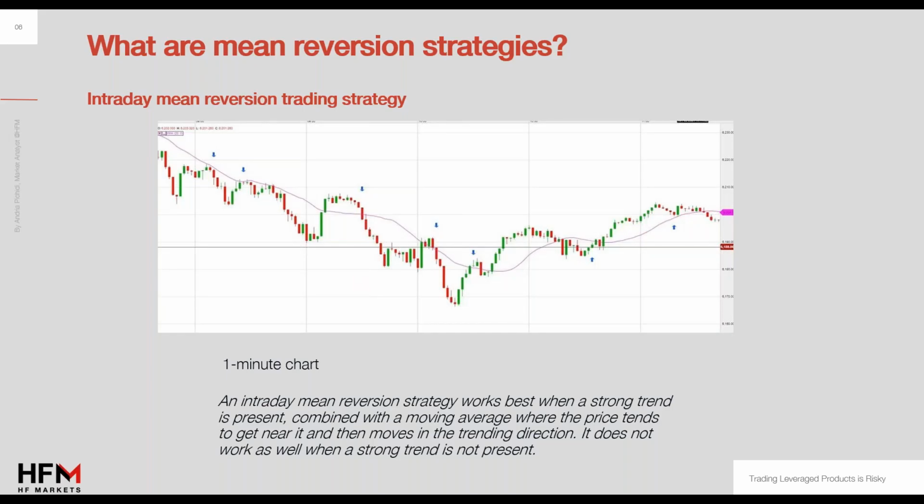So nevertheless, over here, it's a 1 minute chart. It's an intraday mean reversion strategy. It only works if you have a very strong trend. So in this case, I have a very strong downtrend, okay? Make sure that you have a strong trend. If not, don't use this strategy. This strategy works only if you have a strong trend. So that's the 1 minute strategy.